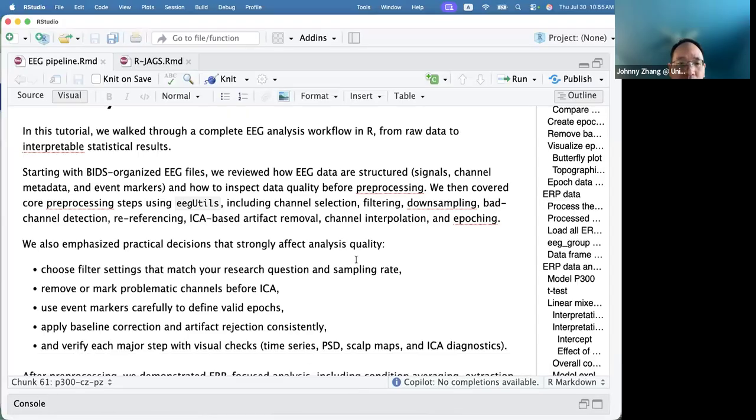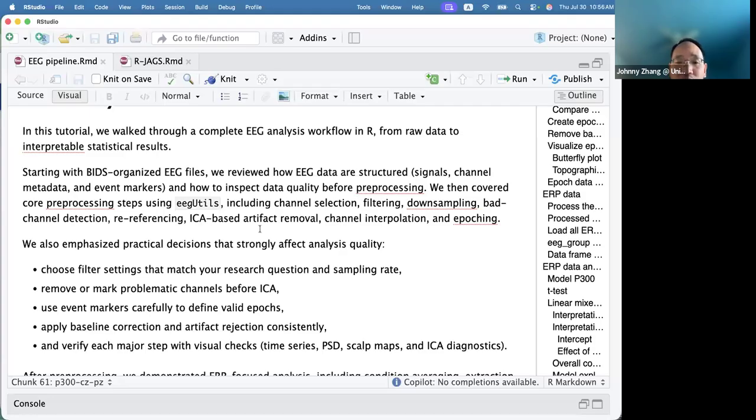Basically, in this workshop, I walked through a very complete EEG data analysis workflow solely in R. Which means now you can process the raw data and do statistical data analysis within R without needing any other software. Okay. We talked about the different structures of the EEG data, and particularly we learned how to pre-process the EEG data.